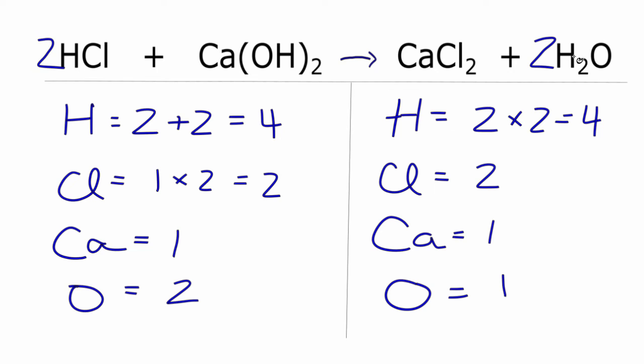So let's update the oxygen. We put the coefficient here. We need to recalculate that. So I have the 1 times the 2. So I have 2 oxygens here. And now this equation is balanced.